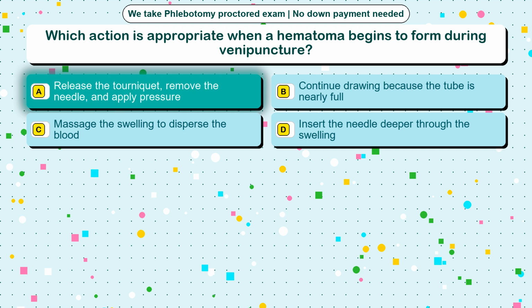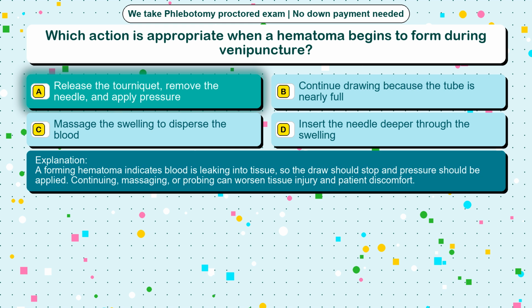The correct answer is option A. Release the tourniquet, remove the needle, and apply pressure. A forming hematoma indicates blood is leaking into tissue, so the draw should stop and pressure should be applied. Continuing, massaging, or probing can worsen tissue injury and patient discomfort.